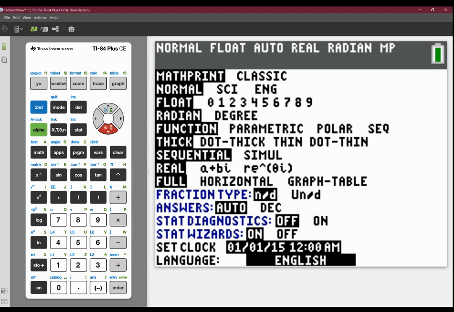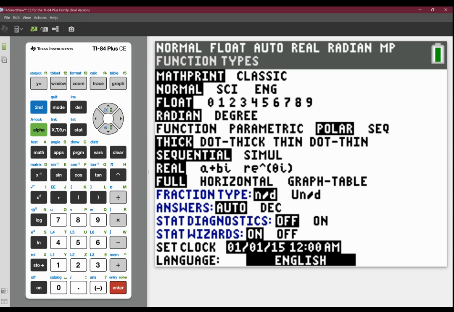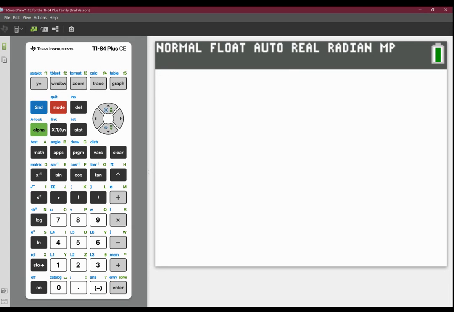Then I'm going to scroll down to the next row and you're going to see function, parametric, polar, and sequence. If you are using an older version of the graphing calculator, you're only going to see the first three letters of each of those words. So you're going to see fun, par, pol, and seq. Same thing. I'm going to scroll over till I see polar or POL, and press enter. That's going to convert my calculator into polar mode. Now I can quit this menu, so I'm going to hit second mode to leave that screen.